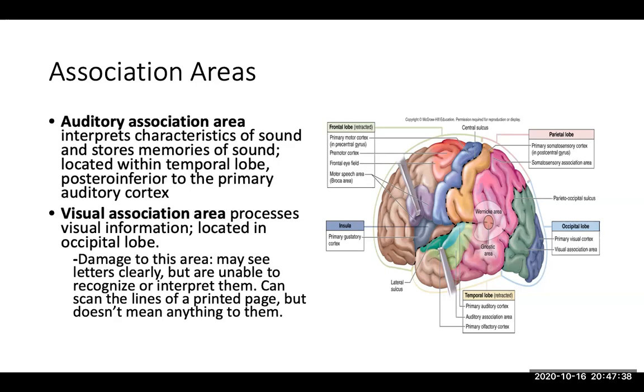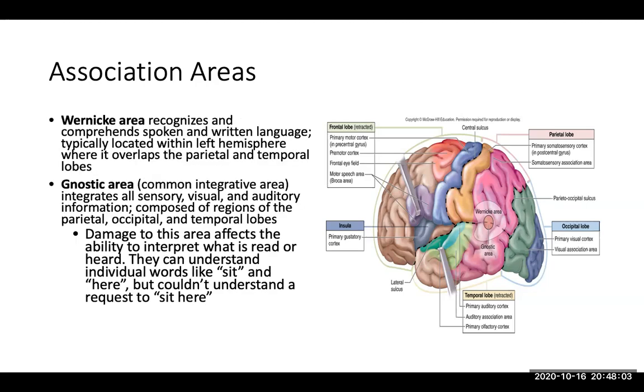Auditory association areas will interpret characteristics of sound and stored memories of sound, located in the temporal lobe near the primary auditory cortex. And then the visual association area will be in the occipital lobe. With damage to this area, you could see the letters clearly, but you're unable to recognize or interpret them. You can scan the lines of a printed page, but it wouldn't mean anything to you.